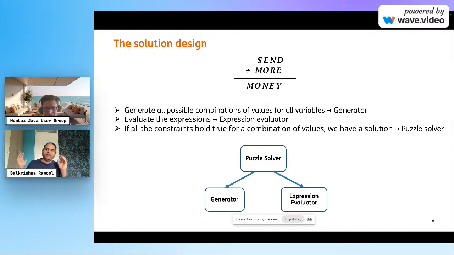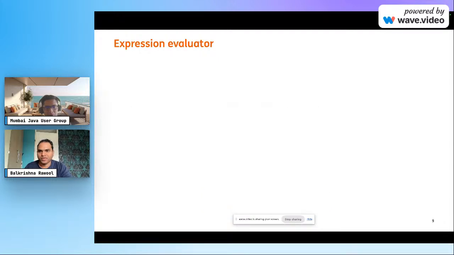Okay, so far we have a high-level solution design for our puzzle. Now let's zoom in on the expression evaluator part, where we are going to evaluate expressions. So let's see what we can do there. Let's take an example of an expression like SEND.